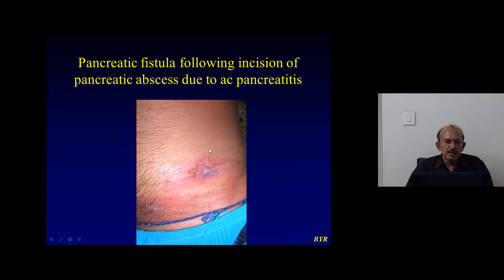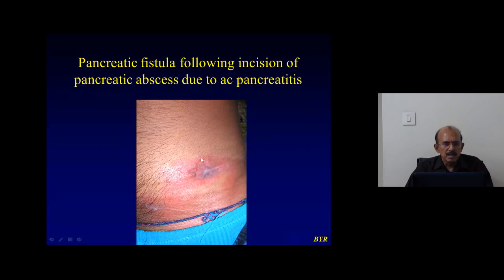So this is an example of a patient. He developed acute pancreatitis about 6 weeks ago. Later, this fellow developed an abscess at the tail of the pancreas. He was treated. The pancreatic abscess gradually came into the left iliac fossa and it pointed out here. Afterwards, it burst open outside onto the skin. So now from here, the secretions are leaking out.